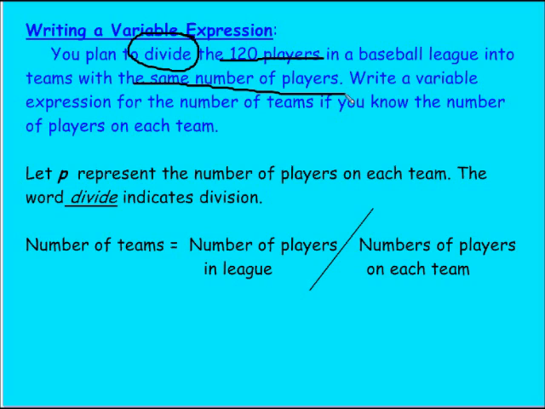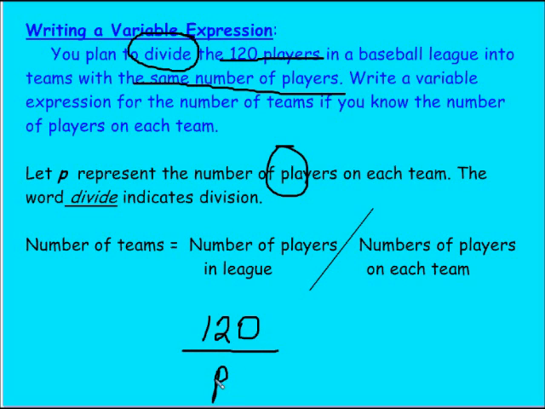So the thing we do not know is the number of players on each team. So we have P that's going to represent the number of players. Many times it's a play on words, so we're using the variable P. The word divide indicates division. So our variable expression is going to be, we want to find out the number of teams. We know the number of players in the league. That was the 120. And we're going to divide that by the number of players on a team. And we said that was going to be P.